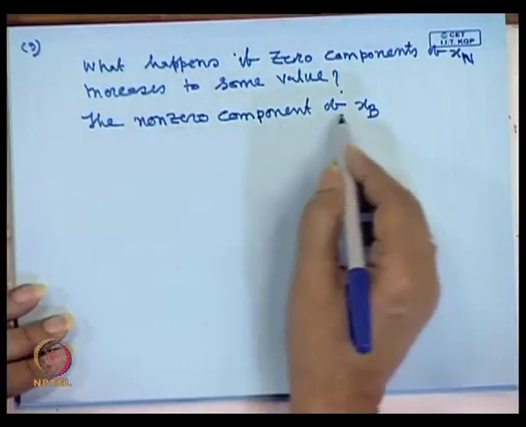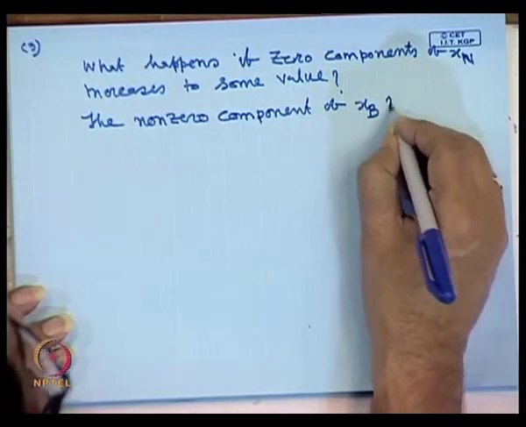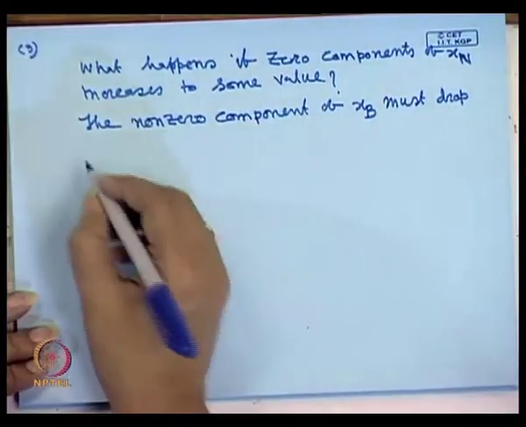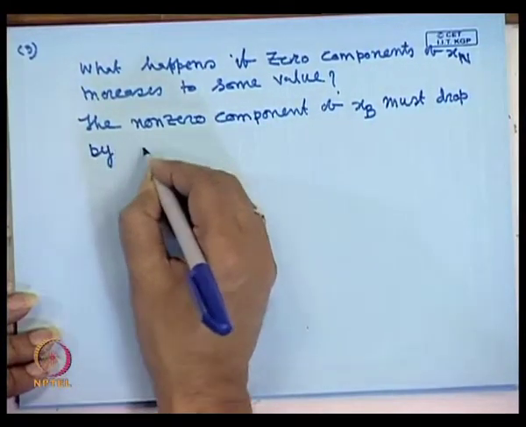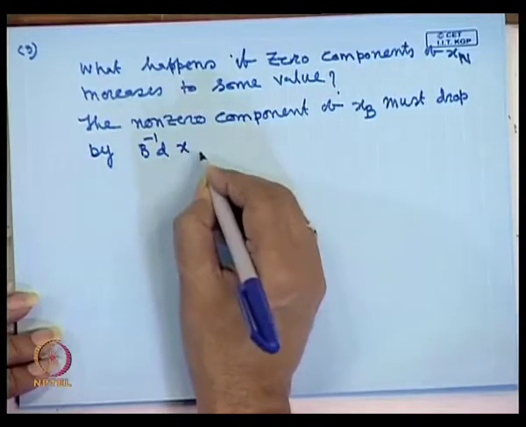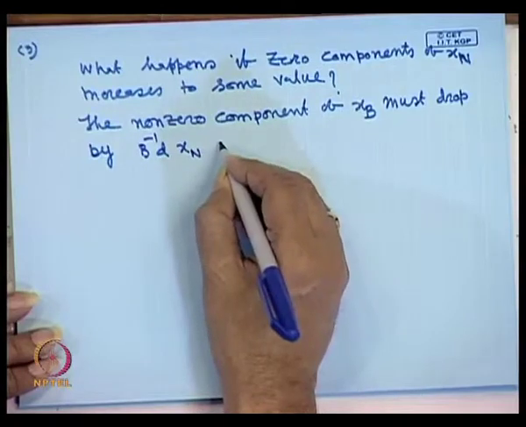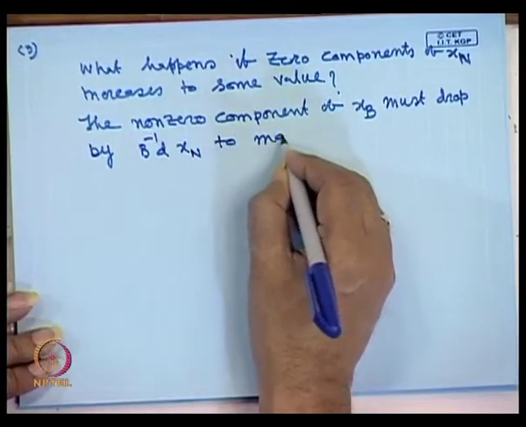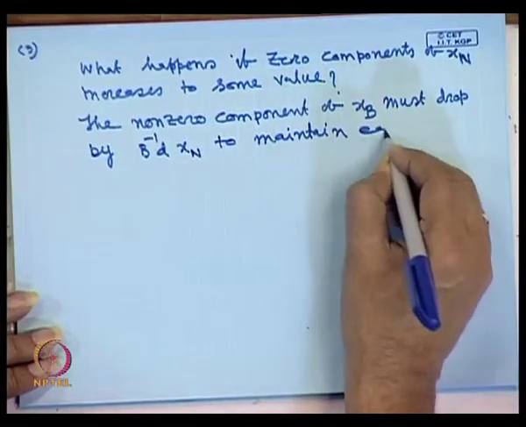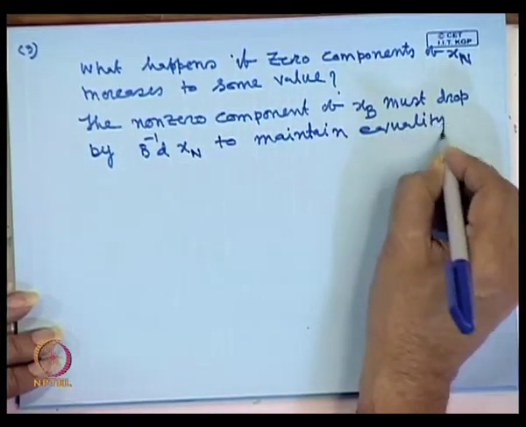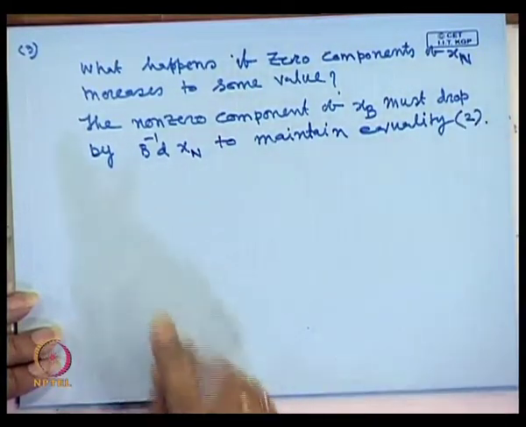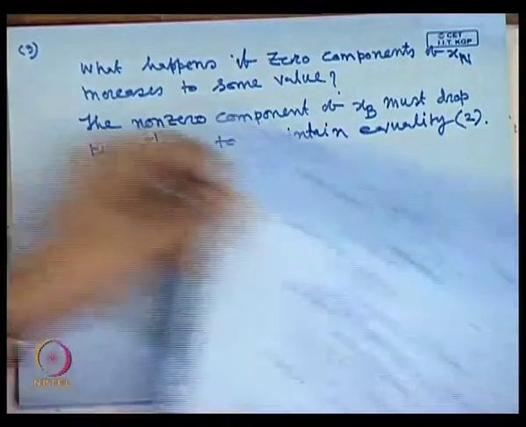The non-zero component of x_n must drop by B inverse D x_n to maintain the equality constraint, equation 2.